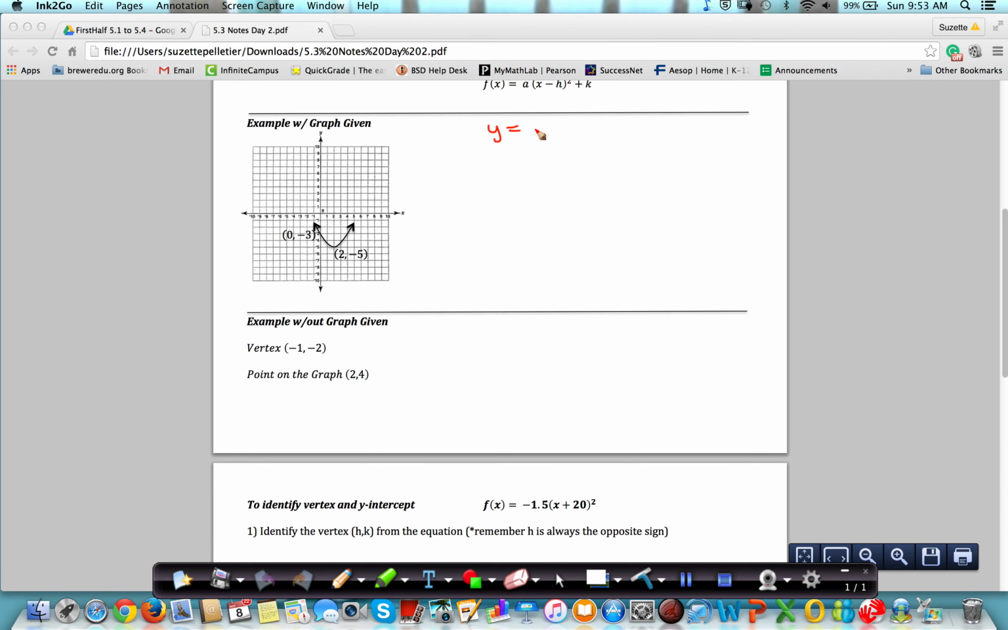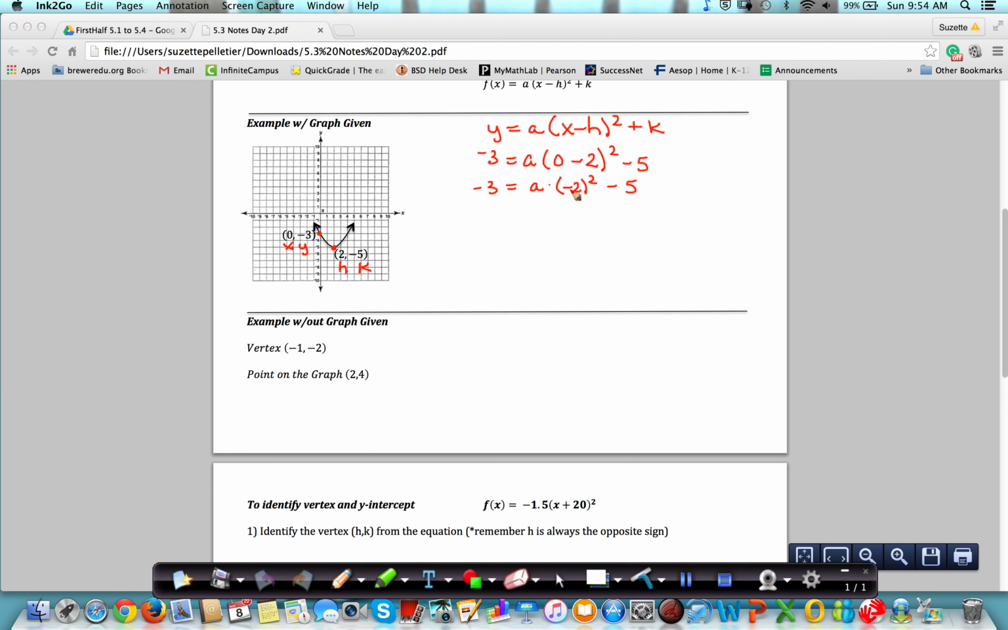Start with y equals a times x minus h squared plus k. This is my vertex, so this is my h and my k, and this is a point on the graph. We're going to call that x and y, and we're going to plug all of that into the equation and solve for a. So y is -3 times a. X was 0 minus h, which is 2, squared, minus 5, because it's -5. 0 minus 2 is -2 squared, times a. The rest of the equation stays the same.